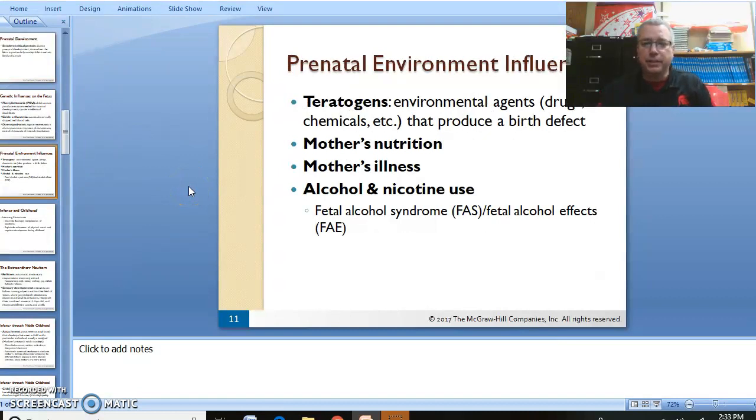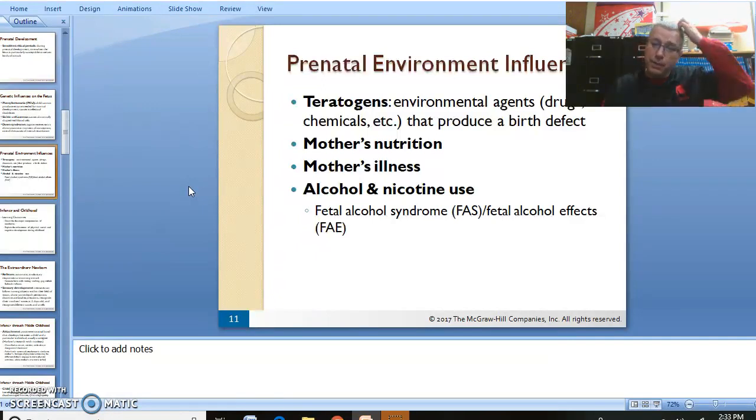Teratogens are any agent that could cause harm to the baby while the baby is inside mom. Alcohol, medication, chemicals, you name it. Okay, they can cause harms. A mother's nutrition is very important. Mom's going to make sure she is well nourished. Illnesses like flus and colds, make sure you go see the doctor.